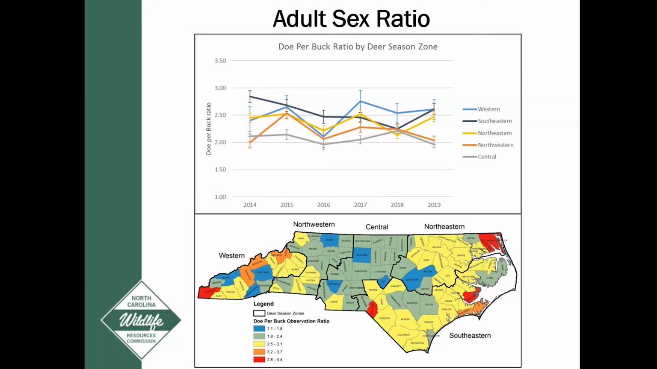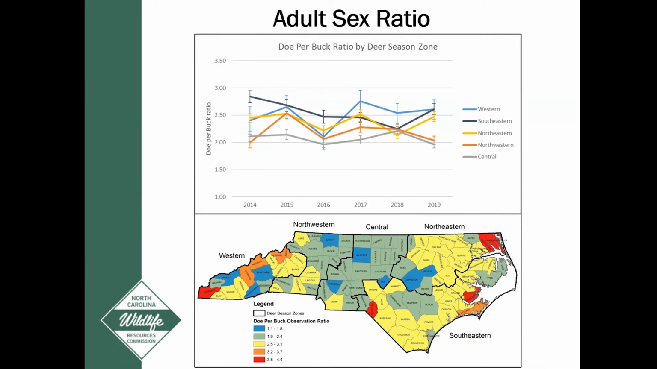And then in the western end of the state, we have historically and continue to have limited either sex or doe harvest opportunity. So we would expect again to see a higher doe per buck ratio in that part of the state. So I think that over time, we're going to see that doe to buck ratio improve in the eastern and western ends of the state.